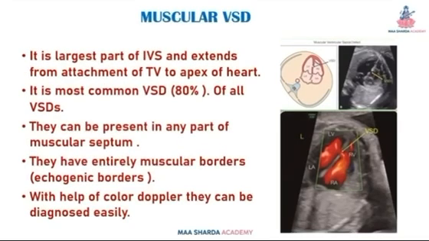Muscular VSD. It is the largest part of the interventricular septum and extends from the attachment of the tricuspid valve to the apex of the heart. It is the most common, that is 80% of all VSDs. They can be present in any part of the muscular septum. They have entirely muscular borders, that is echogenic borders. With the help of color Doppler, they can be diagnosed easily.